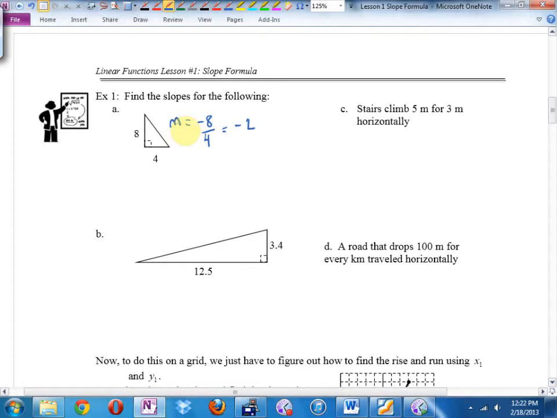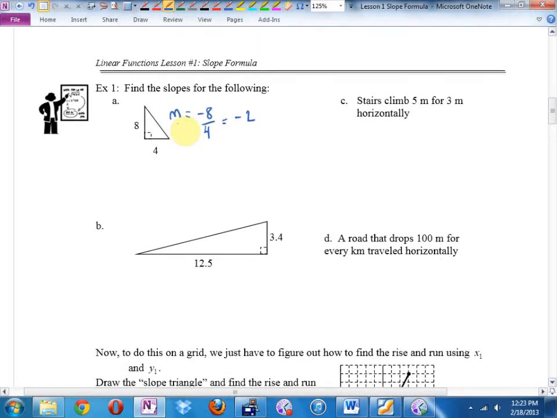We use a lowercase m. Why m, Mr. Dewick? Because not all math was done by English-speaking people. It's from a French word for mountain, steepness, slope. Stairs climb 5 meters for 3 meters horizontally. The word climb, does that imply uphill or downhill? If I wanted to say downhill, I would have said stairs descend or some word along those lines. So climb, uphill, positive.